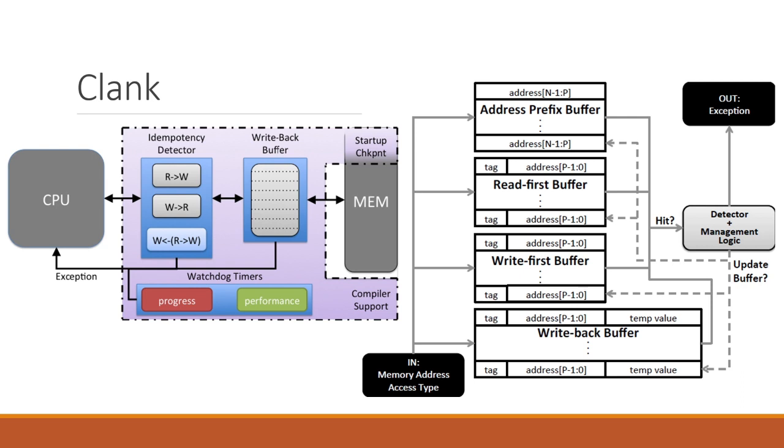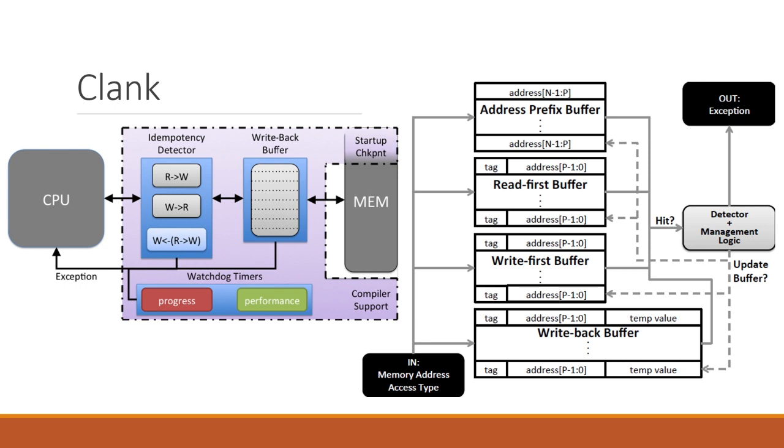Now let's come to the write back buffer. The write back buffer is a critical component of Clank's architecture, designed to optimize checkpoint frequency and mitigate the overhead associated with idempotency violations. Idempotency violations occur when there's a discrepancy between the order of read and write operations to a specific memory address within a sequence of program instructions.